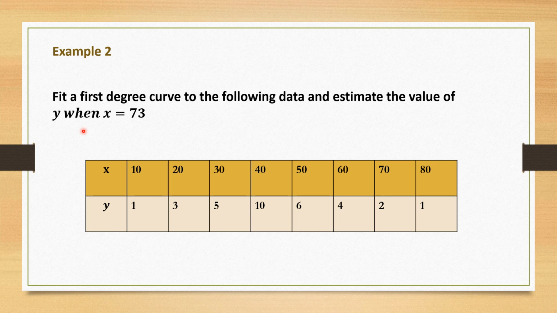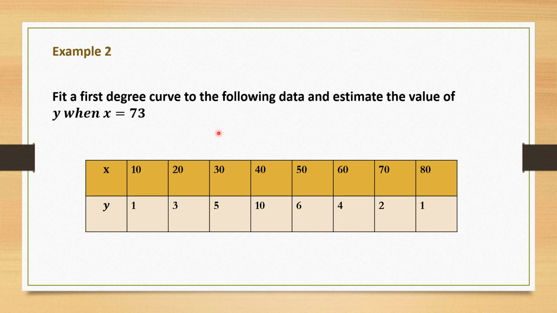These are the values of x and y given. So you have x as 10, 20, 30, 40, 50, 60, 70, 80, which means that 8 sets of values are given for x and y. We have 8 sets of values given in the problem, which means n is equal to 8.